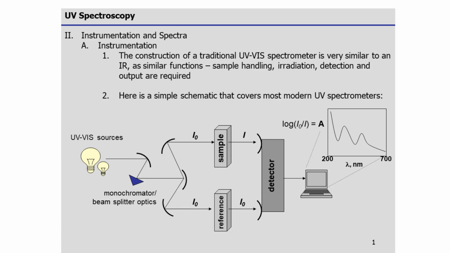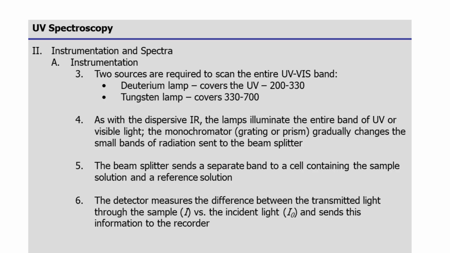The construction of a traditional UV-vis spectrometer is similar to an IR spectrometer, requiring sample handling, irradiation, detection, and output. This schematic shows the components of a modern UV spectrometer. Two sources are required to scan the entire UV-vis band, a deuterium lamp for 200 to 330 nanometers, and a tungsten lamp for 330 to 700 nanometers. The monochromator splits the light, and the detector measures the transmitted light through the sample.